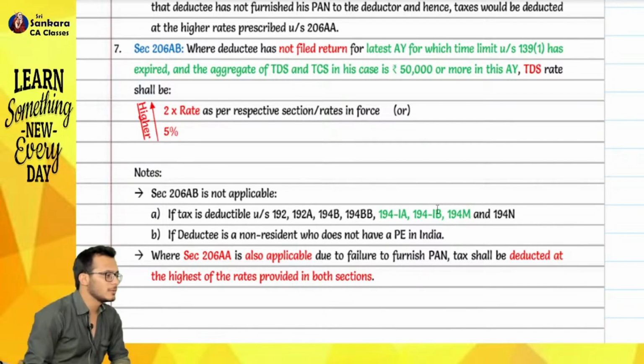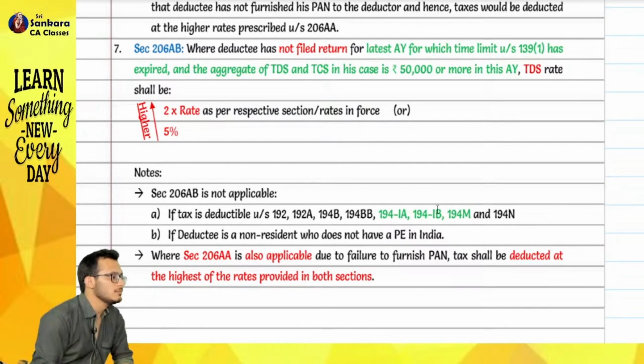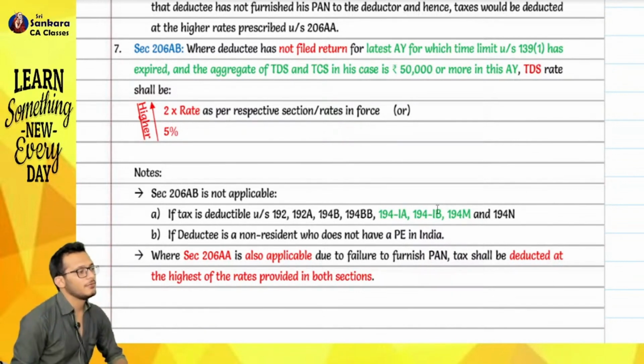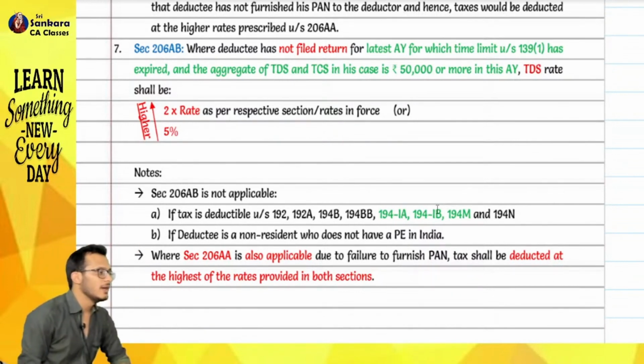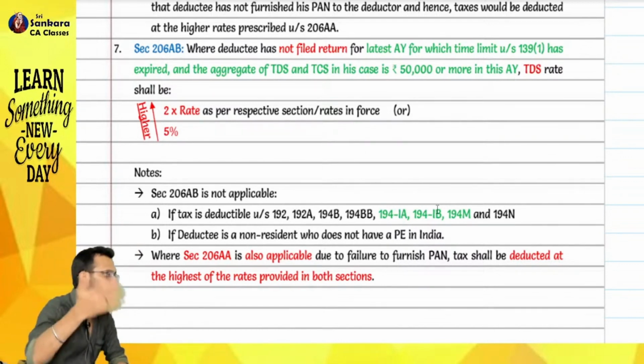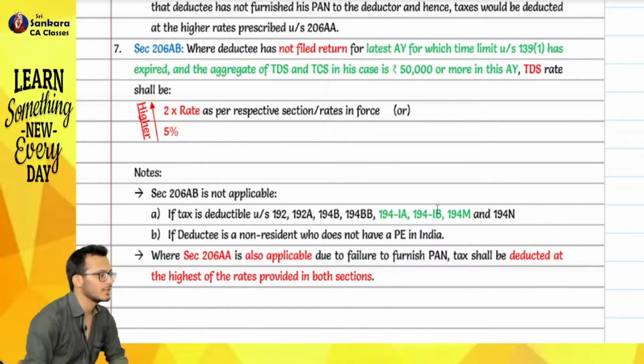Last, they are saying, Rahul, this person is useless. That guy has not given you PAN and is not filing a return either. What to do? Deduct at the highest of the both. Meaning, if 20% is higher, then deduct at 20%. If 5% or twice the rate is higher, then deduct at that rate. Whatever is the highest, you will deduct at that rate. Clear? Yes.